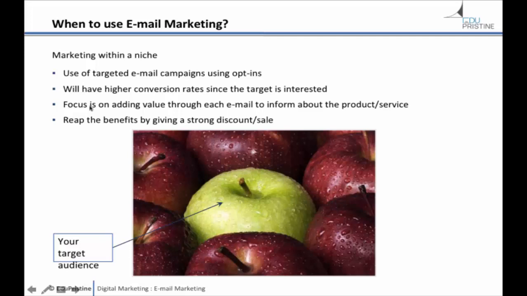Right? So, use targeted email campaigns using opt-ins, which means that they opt in for the email, and then you send them the details. These will have higher conversion rates since the target is interested. The beauty of email marketing is that since you know the audience, and you know what they are interested in because they opted in when you ran a certain campaign, your conversion rates are much higher. The reason being they are actually interested in that particular product, right?